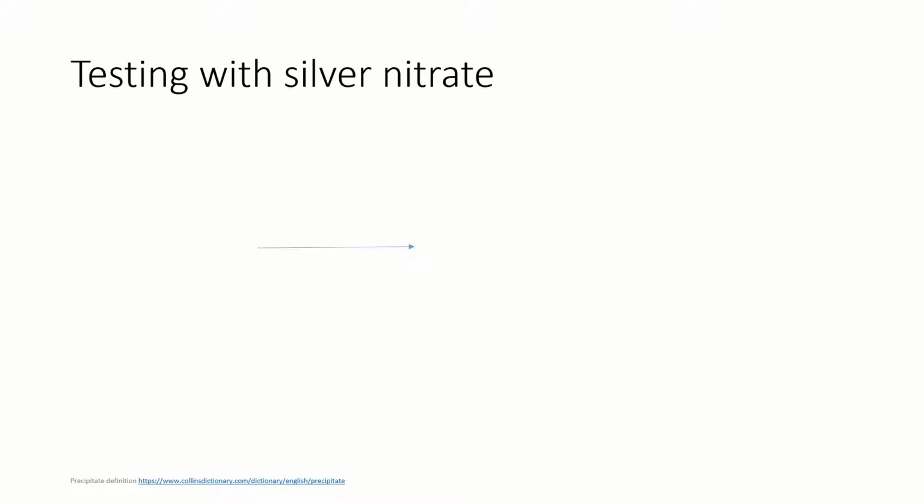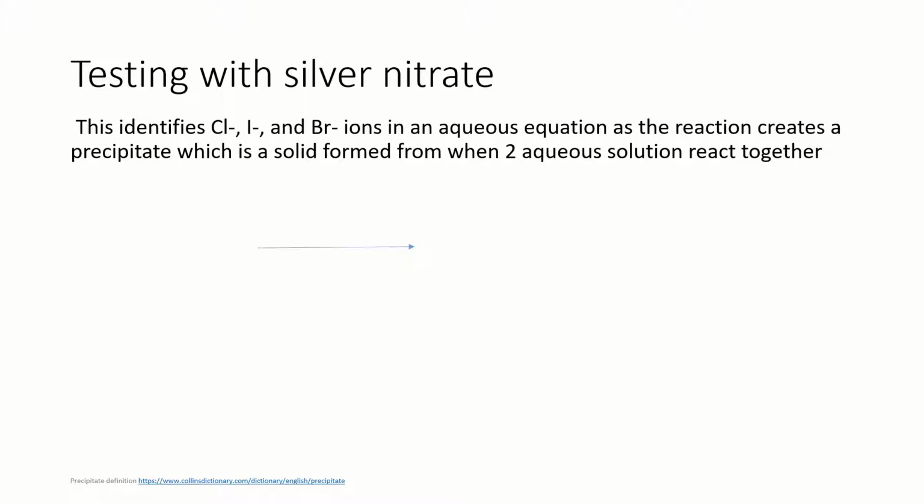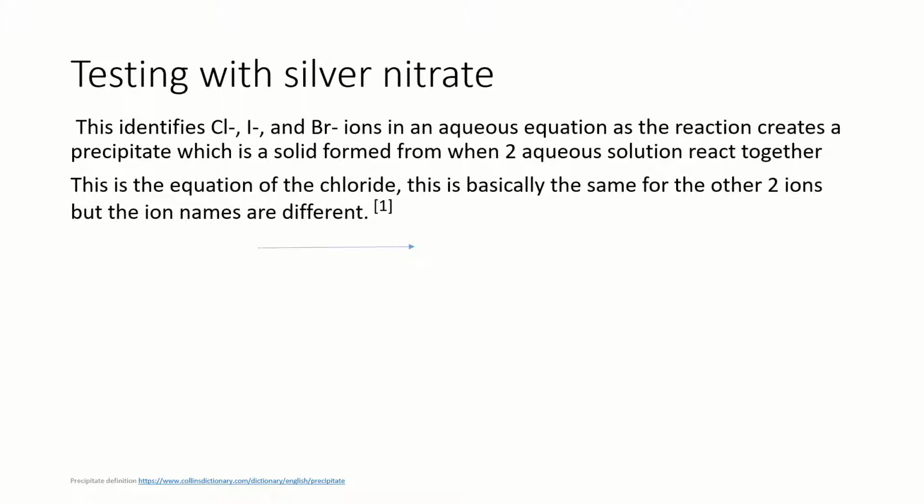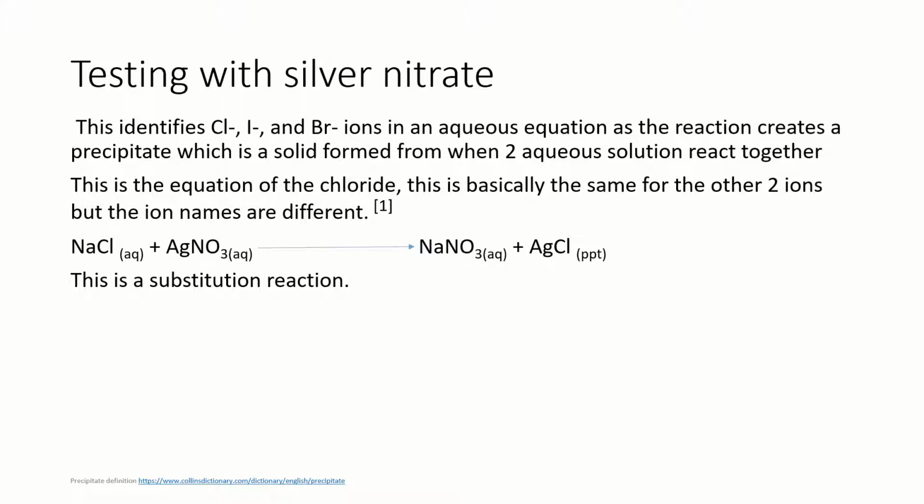Testing with silver nitrate identifies the three halide ions, the Cl-, the Br- and the I- in aqueous solution. The reaction creates a precipitate, which is a solid formed when two aqueous ions react together. This is the equation of the chloride ion, but it is basically the same for the other two ions. This is a substitution reaction as the chloride and the NO3 ion swap positive ions, and the precipitate is formed from the AgCl.